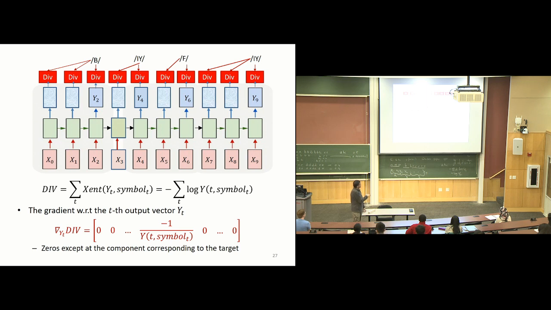This derivative is going to be 0 everywhere except this one place, where it's going to be the negative of the derivative of the log of the probability, which is just minus 1 over the probability, right? Again, nothing fancy. It's very simple.